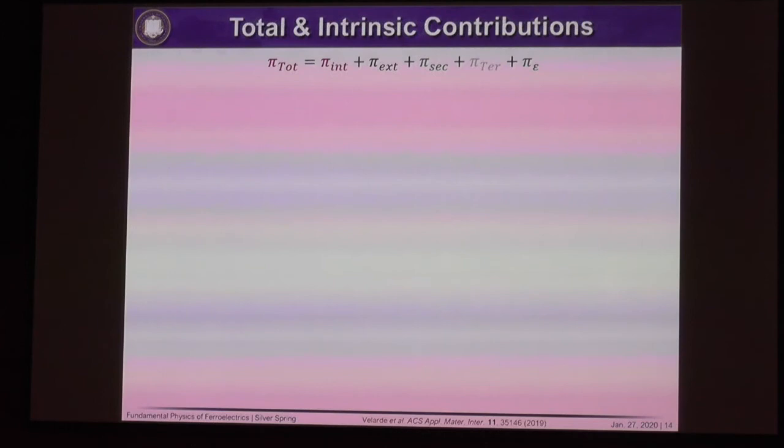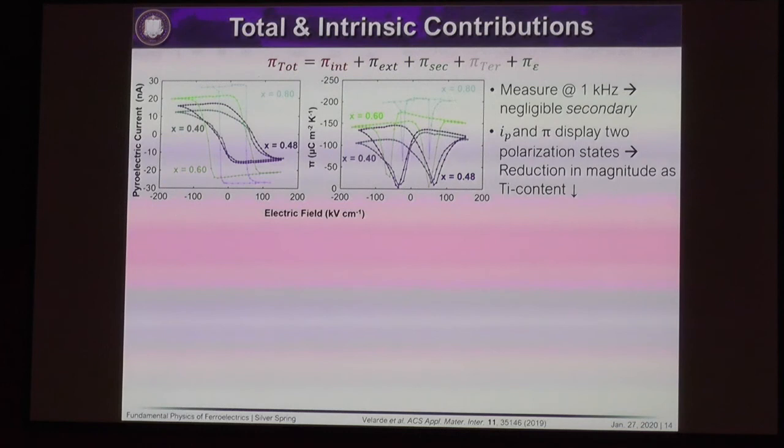What about the total and the intrinsic responses in these systems? We can do just a good old-fashioned pyroelectric measurement of the whole thing overall to give us our total response. This is the pyroelectric current as a function of electric field, and this is the calculated pyro coefficient as a function of electric field for the system. These measurements were done at a kilohertz, where we have basically turned off the secondary aspect, and we can see the switching behavior that we expect for our ferroelectric systems overall.